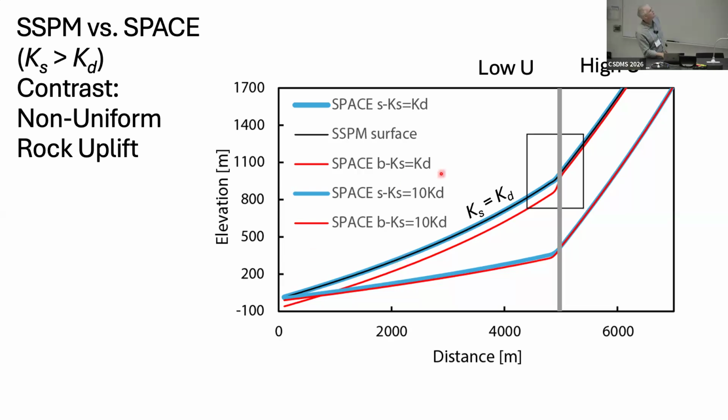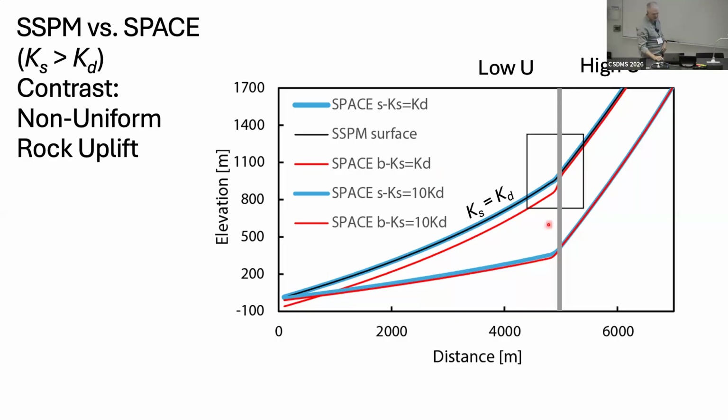Now SPACE, additionally, the red line is the top of the bedrock. So it shows you the thickness of sediment, and I've just exaggerated it so you can see it in this plot. So it's thick sediment downstream, so all that extra erosion upstream, right?